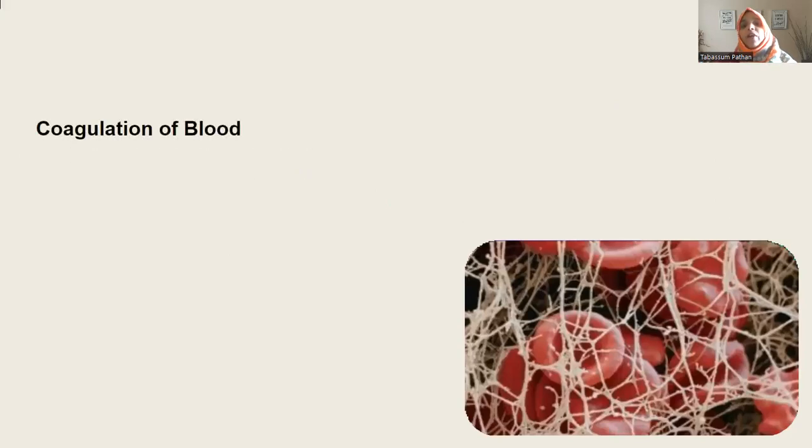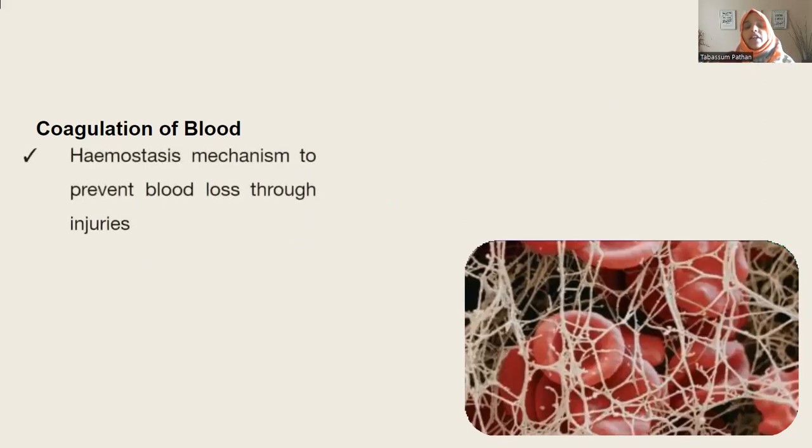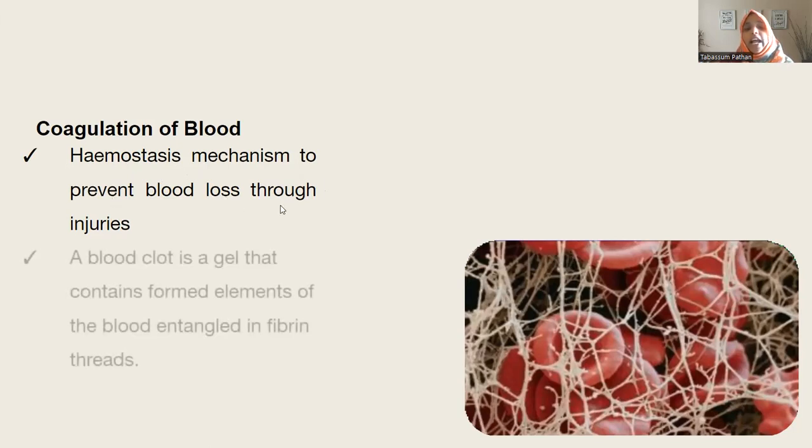The blood will clot and form a thick covering wherever there was any wound or injury. This process is known as hemostasis, wherein if there is any internal damage or external injury or any wound or any cut, it prevents the blood loss. So the hemostasis mechanism is to prevent the blood loss through the injuries.